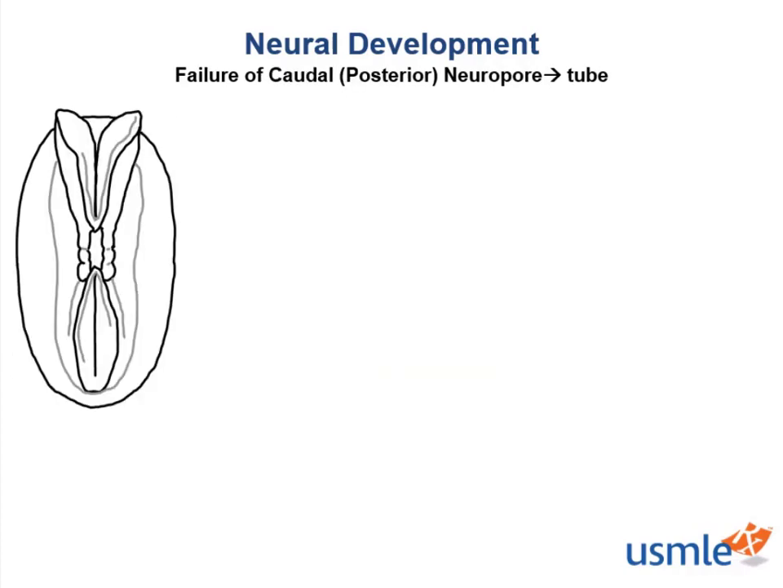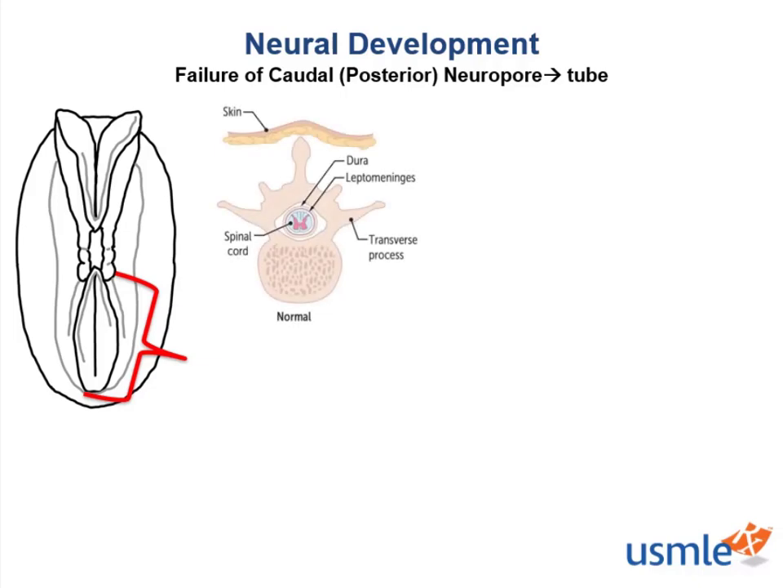Now we get to discuss the most common congenital neural tube defects, which fall under the term spina bifida. These occur due to failure of the caudal or posterior neuropore to close and form the neural tube. Specifically, this section of the developing neuropore outlined in red. If this section of the neuropore closed correctly, then the vertebral arch would encircle the spinal cord, such as shown in this normal image here.